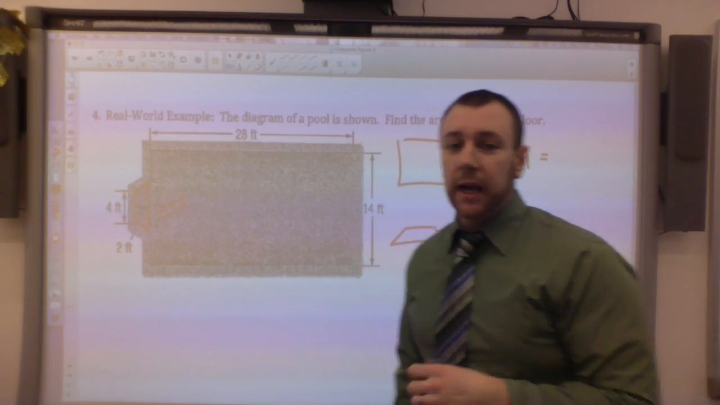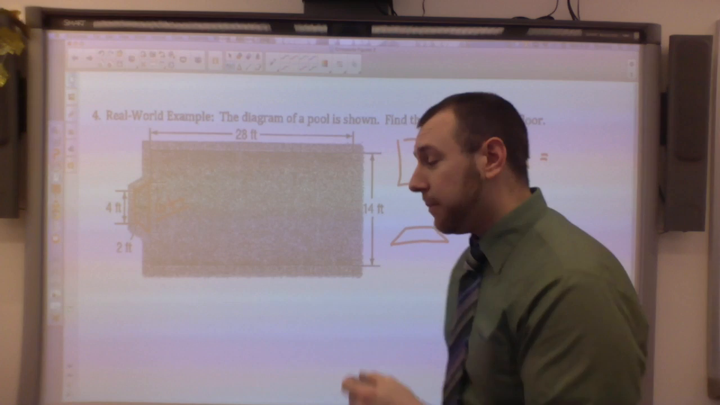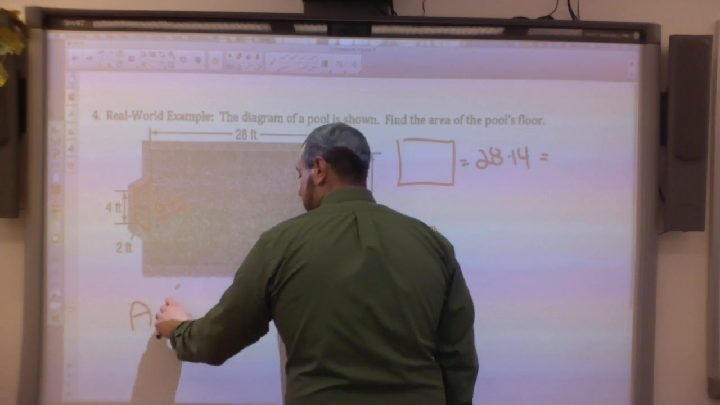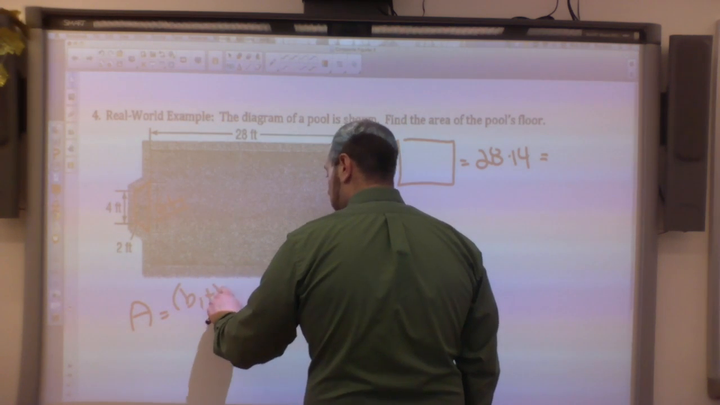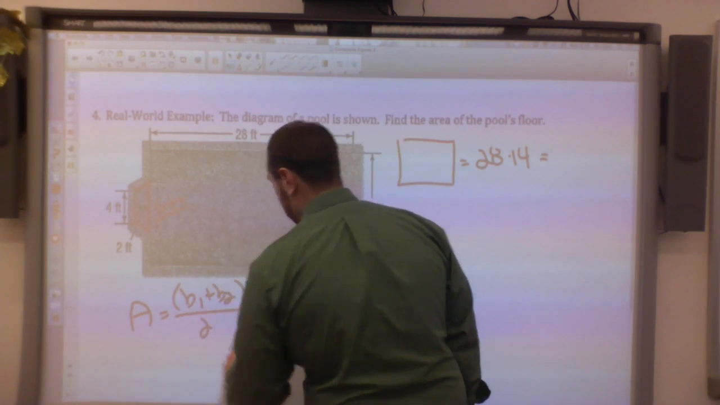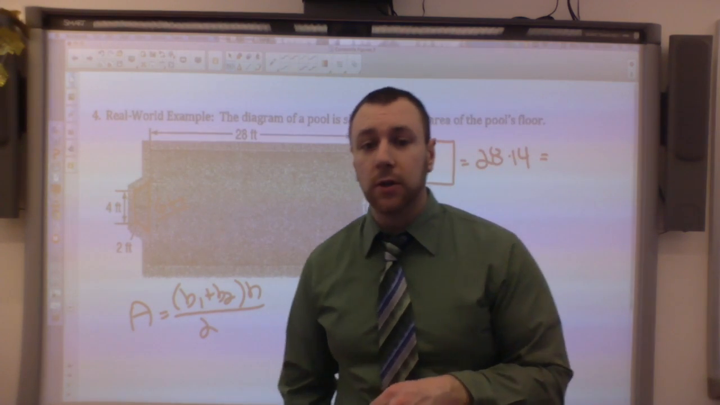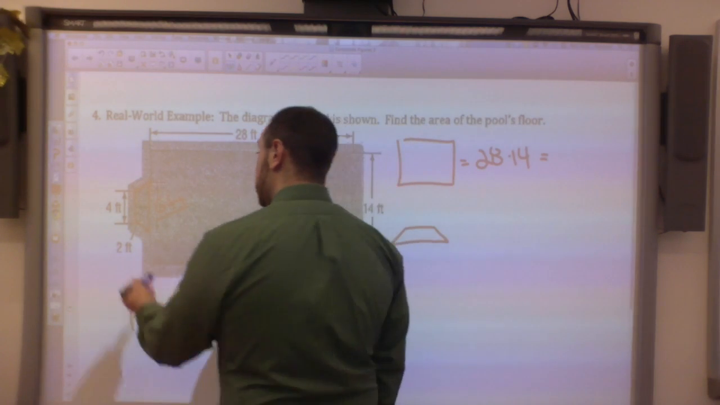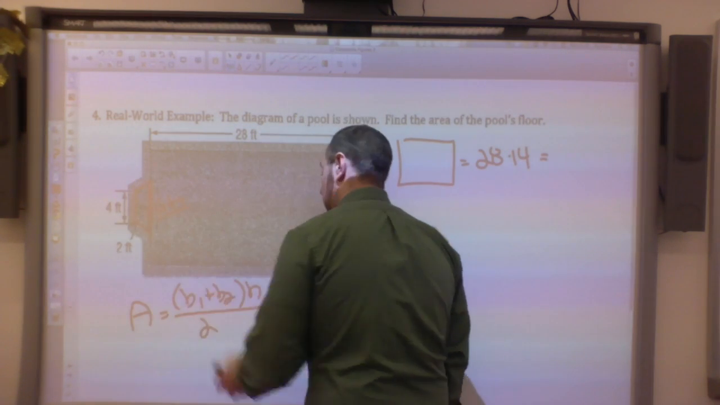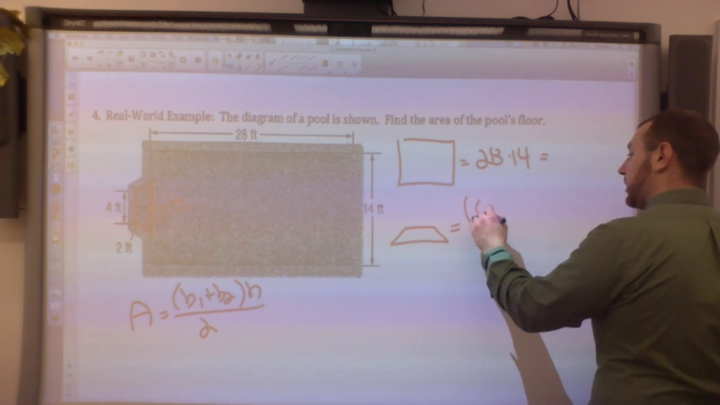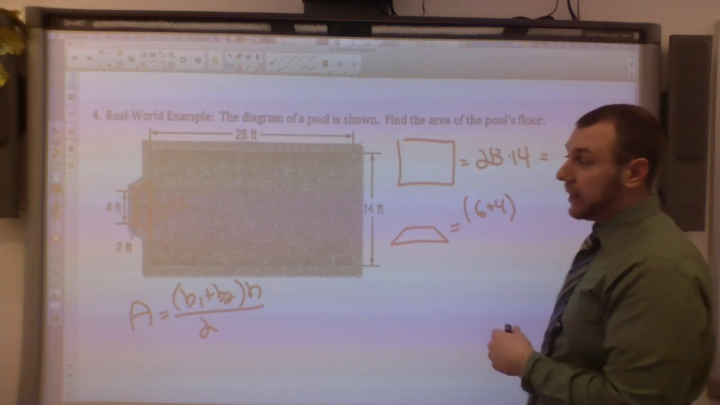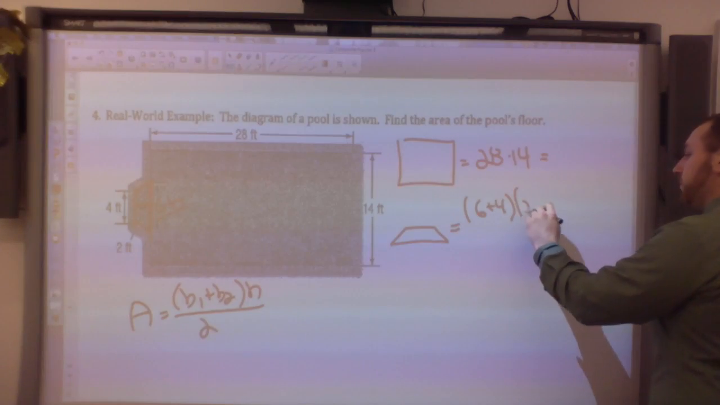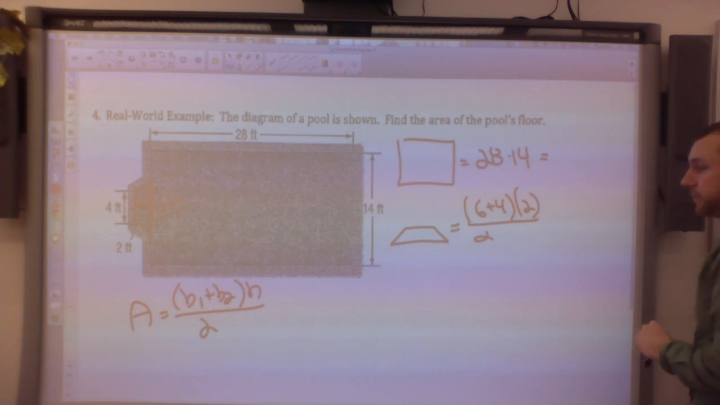Then I'm going to find the area of my trapezoid. The area of my trapezoid, and I'm highlighting this, is B1 plus B2 times my height divided by 2. B1 and B2 being the two bases, the two parallel sides. In this case, the two parallel sides are my 6 and 4. My height is the gap between them, which is 2, divided by 2.